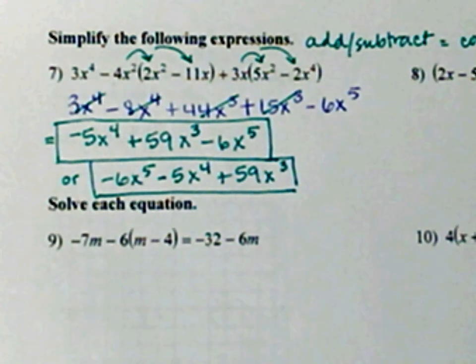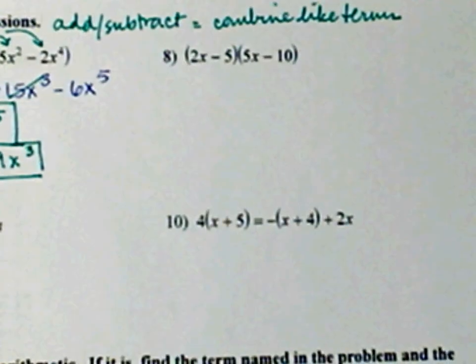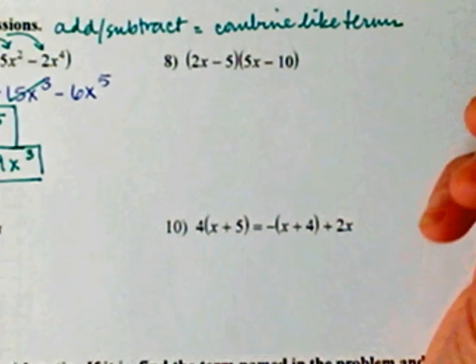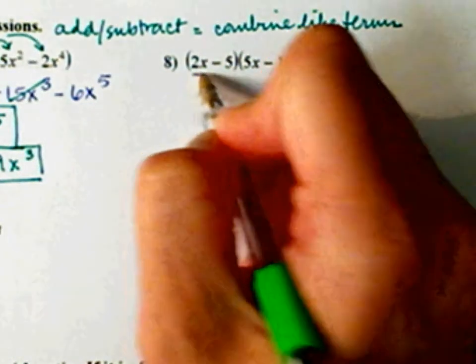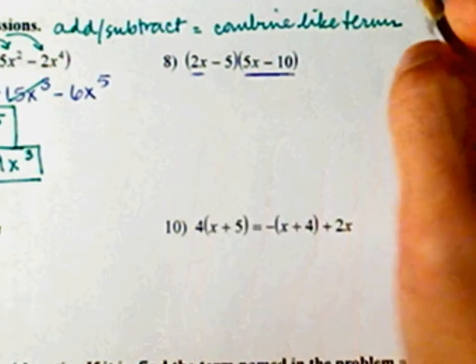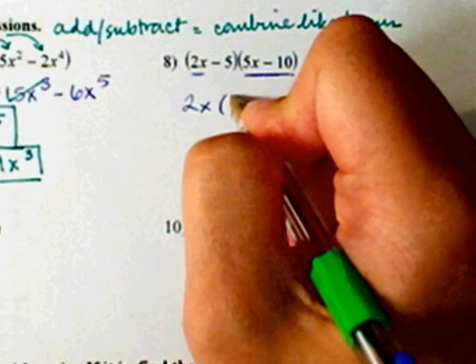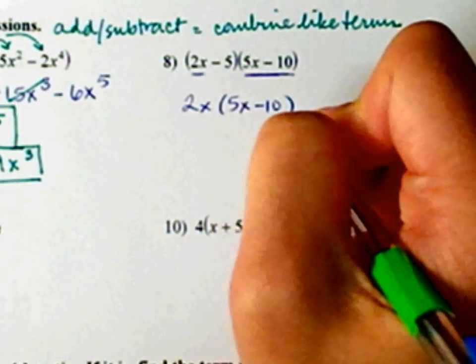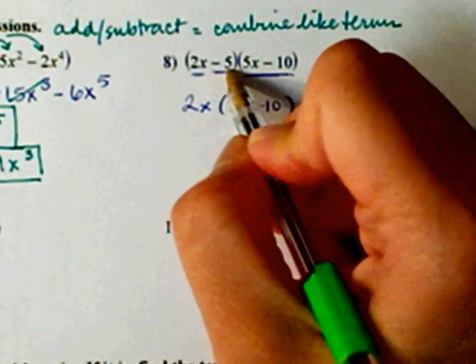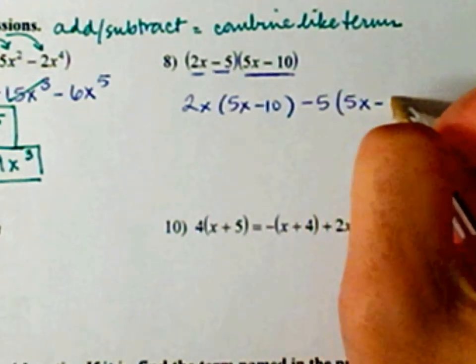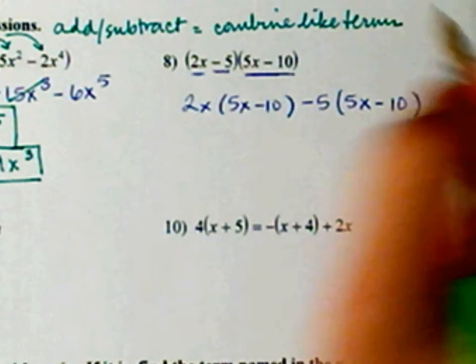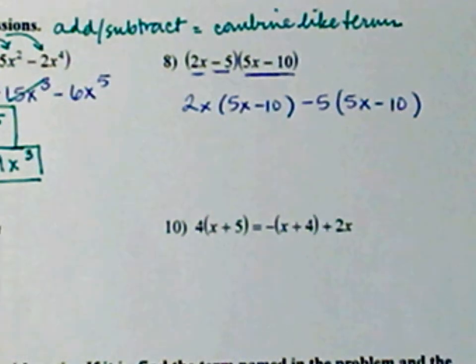Number 8. You are multiplying. This is also a distributive property. What I would do is I would take the first term times all of that. So you will have 2x times 5x minus 10, minus 5 times all of that, 5x minus 10. And now you are going to distribute.